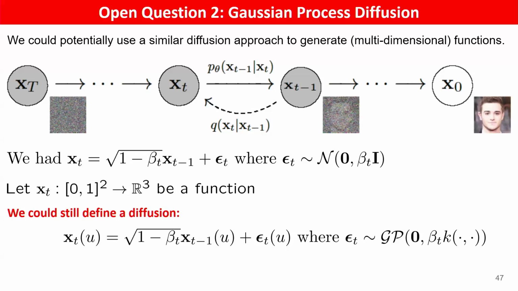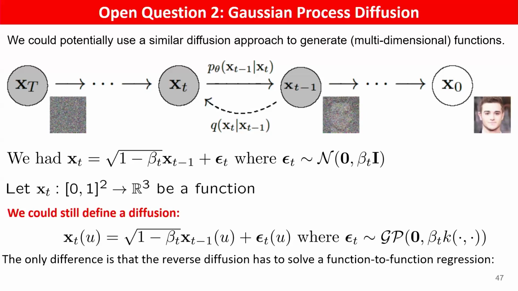So then what do we need? We need, for this regression, xt minus 1 is a function, xt is a function. Similarly here, xt minus 1 is a function, x is a function. So we just need a function-to-function regression. But there are approaches for that. There are neural network-based approaches and non-neural network-based approaches as well. And both could be studied, and we could get convergence rates for these kinds of approaches too.